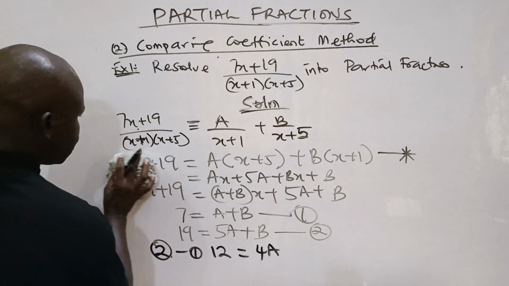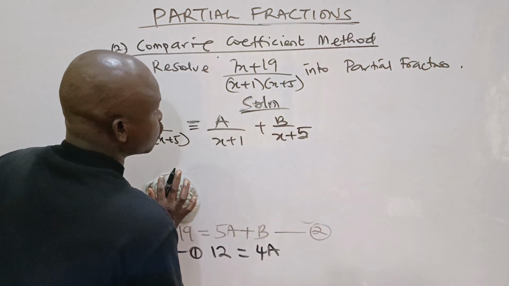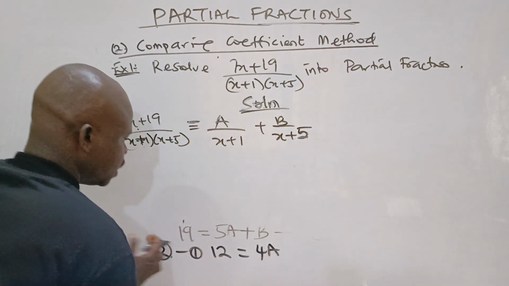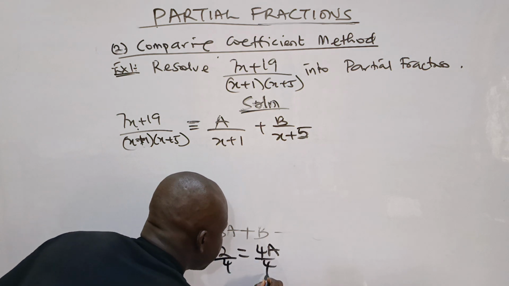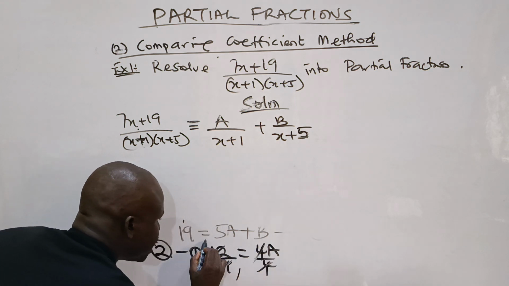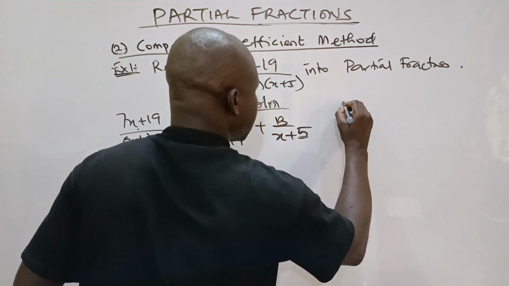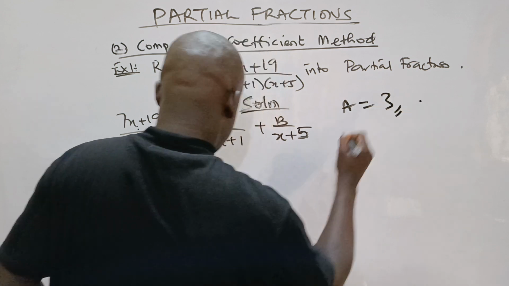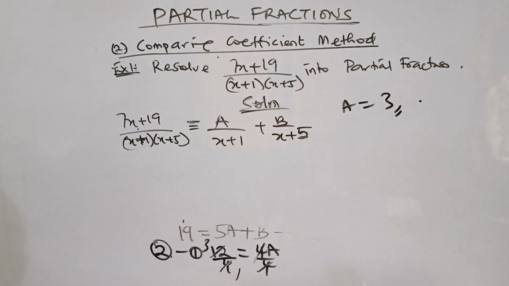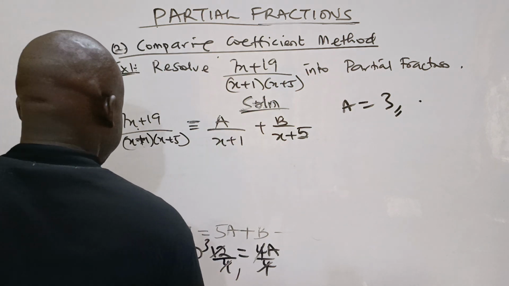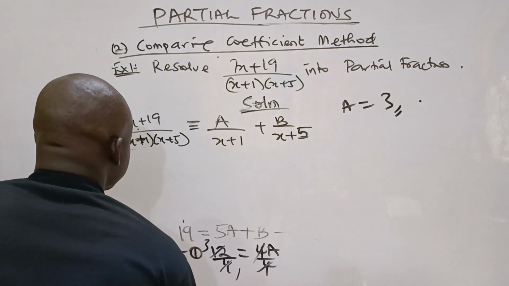Then we continue from there. Divide both sides by 4. 4 will cancel 4: 4 into 12 is 3. At the end of the day, we are able to get the value of a to be equal to 3. That's what we have done.